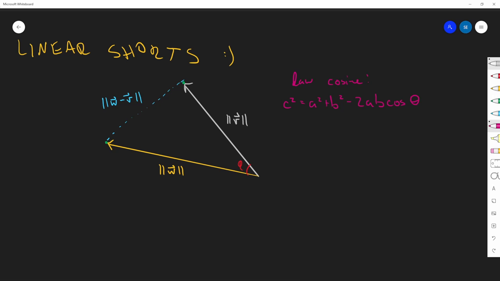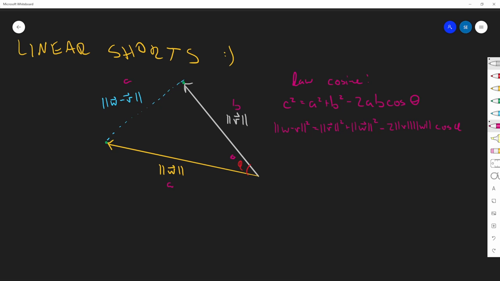So now we can just plug and chug, and so this is our c, this is our a, b, and this is our theta. So we'll have the magnitude of w minus v, quantity squared, is equal to v squared plus w squared. I mixed those two, that's commutative. Plus w squared minus 2vw cosine of phi.